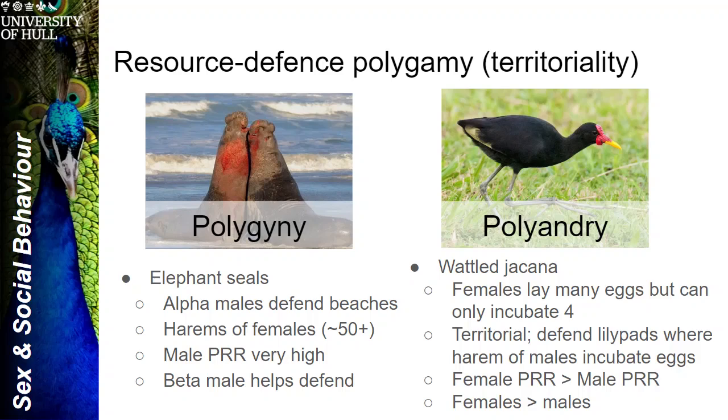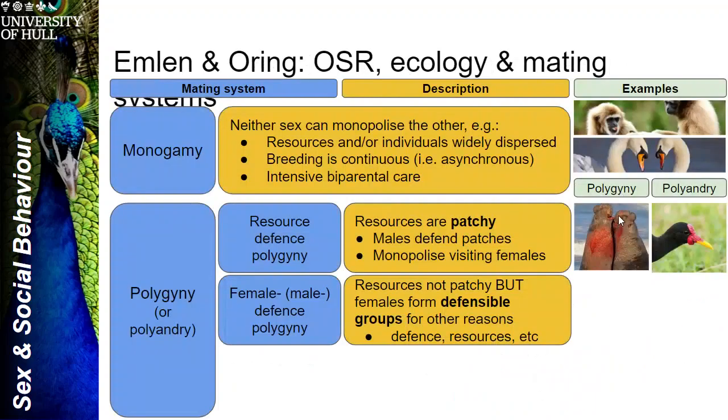And the female potential reproductive rate is therefore more than the male potential reproductive rate. And so females are there. There's then role reversal with the females competing for males. Very interesting. That's resource defense polygamy.